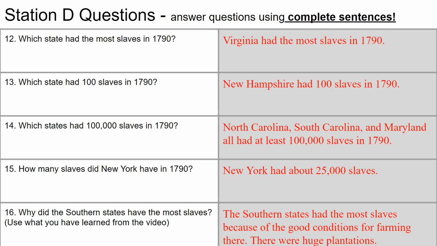Why did the southern states have the most slaves? We talked about this. Southern states had good conditions for farming, large plantations, a lot of land being worked, and not enough people to work it. So they started bringing in slaves that could handle the weather, handle the work, and handle the conditions. And that's why the South had the most slaves. So that was just kind of a review of slavery. You're going to see a little bit more review of slavery in today's work.